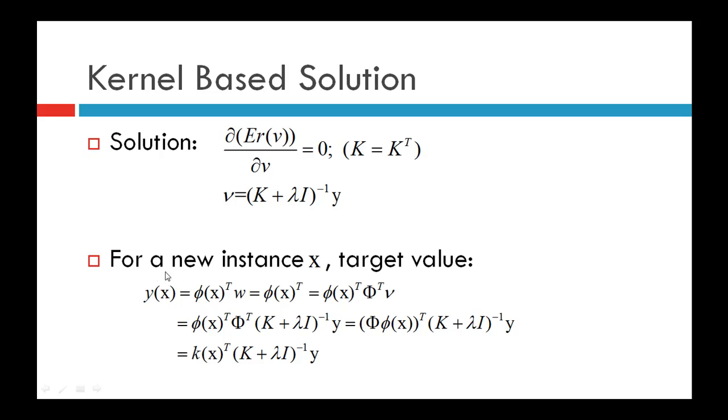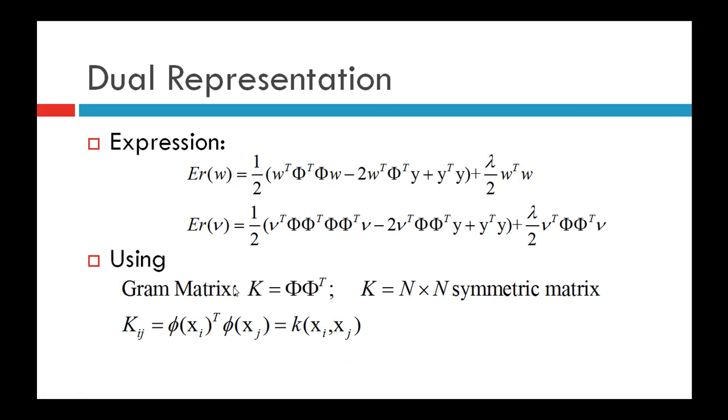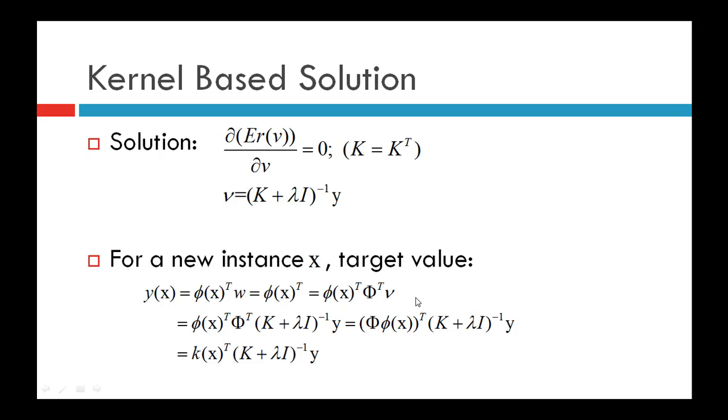So for any new instance x, the target value y is basically phi of x transpose w, which is given as phi of x transpose phi transpose nu, substituting the value for w, that is phi transpose nu. So substituting this we get phi of x transpose phi transpose (K plus lambda I) inverse times y, where y is a vector representing the target values of all the training instances.